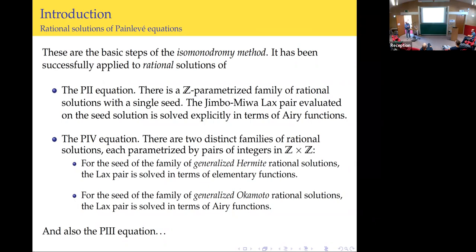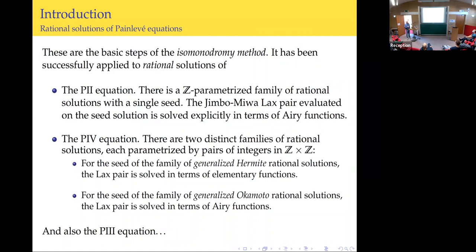Going up by even numbers, we can jump to 4, the Painlevé 4 equation. So this one has two distinct families of rational solutions. They're built out of special polynomials called generalized Hermite and generalized Okamoto polynomials. And so in this case, each one of these two families of special polynomials is indexed by two integers. So we have two integer parameters in our family.